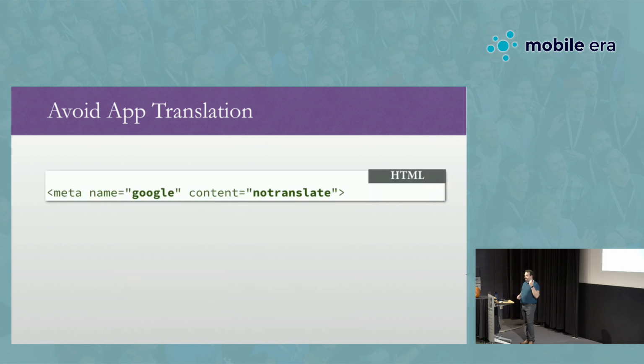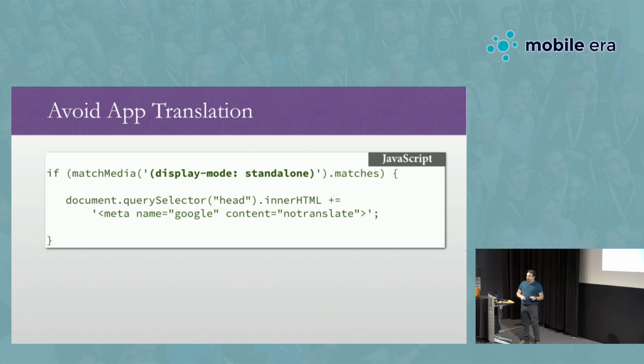So what you can do is add a meta tag. That is very old, but now we can use it again to say, hey, Google, don't translate my app. And if you want to apply this only when it's an app and not when it's being used in the browser, you can use a media query. So you can check if you're actually in standalone mode or fullscreen, and then inject that meta tag, and it works. So in the browser, you will get translation, and not when you are a native app, okay, in quotes.